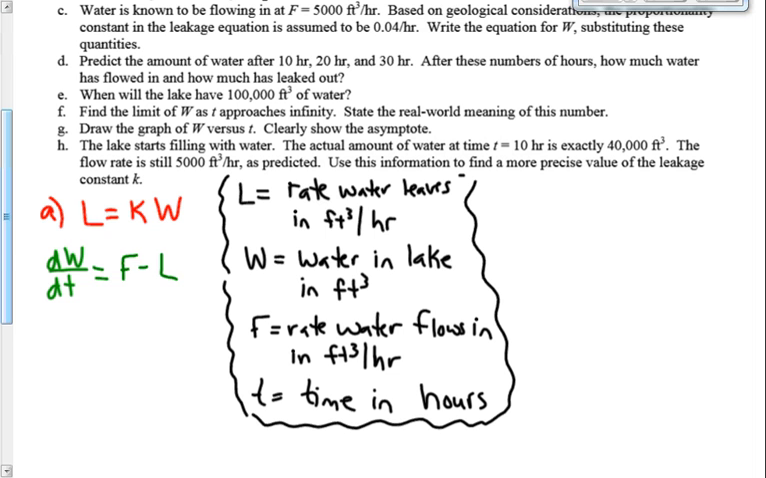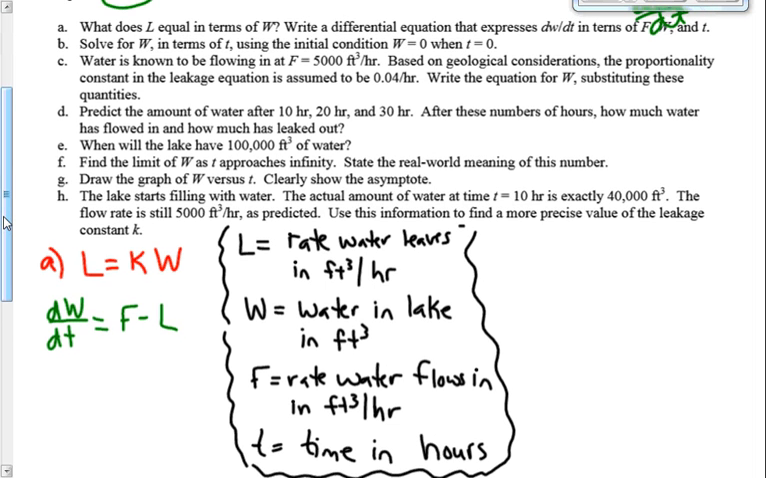However, in the directions for part A, I could not use L. I'm going to erase what I had written. I could only use F, W, and T, at which point I need to rewrite this as dW/dt is going to be F minus KW. So I don't have a T in there, but that's fine.